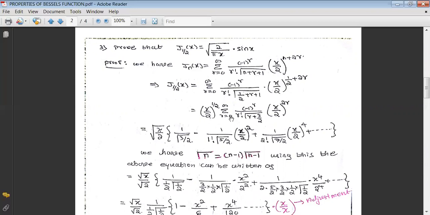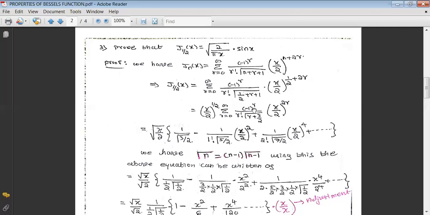Then this summation r varies from 0 to infinity. This is minus 1 raised to r. This is r factorial, and this is gamma of r plus 1 by 2 plus 1, that becomes 3 by 2. Then this x by 2 raised to 2r is written as it is. Now, this x by 2 raised to half means that is root of x by 2. Now, let us expand this summation by taking r equal to 0, 1, 2, 3 and so on.